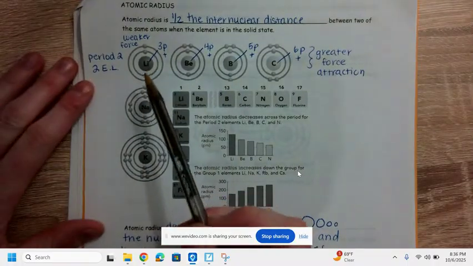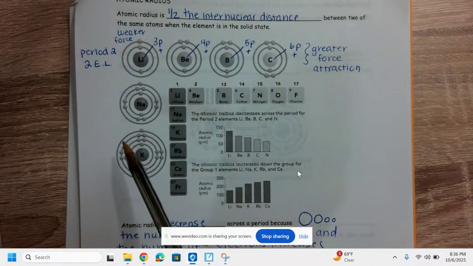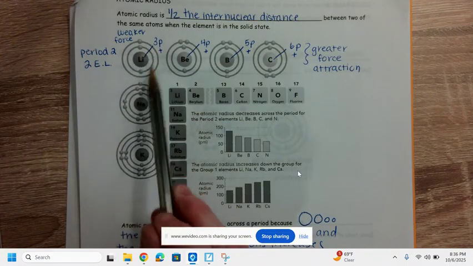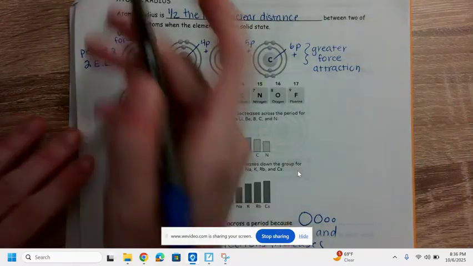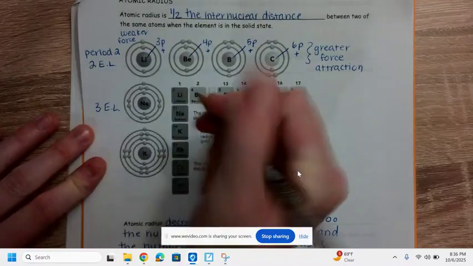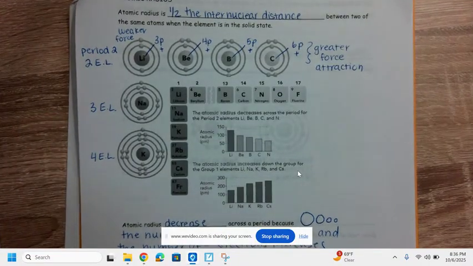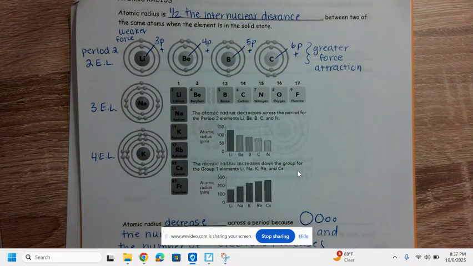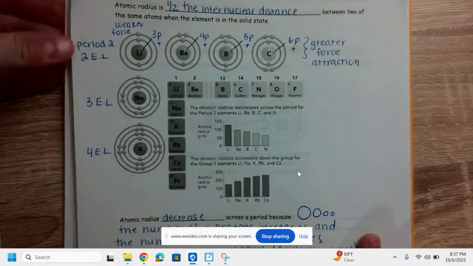And if we take a look, remember, when we go down a group, we are increasing our number of energy levels because we're going down periods, but we are keeping the number of valence electrons the same. So notice lithium has one outermost electron, but we have 2 energy levels. Sodium has 3 energy levels, and potassium has 4 energy levels. So notice, because we are adding more energy levels, it is making the radius of our atom a lot bigger. So that's the explanation for as you go down a group. The atomic radius gets larger because we have more energy levels.